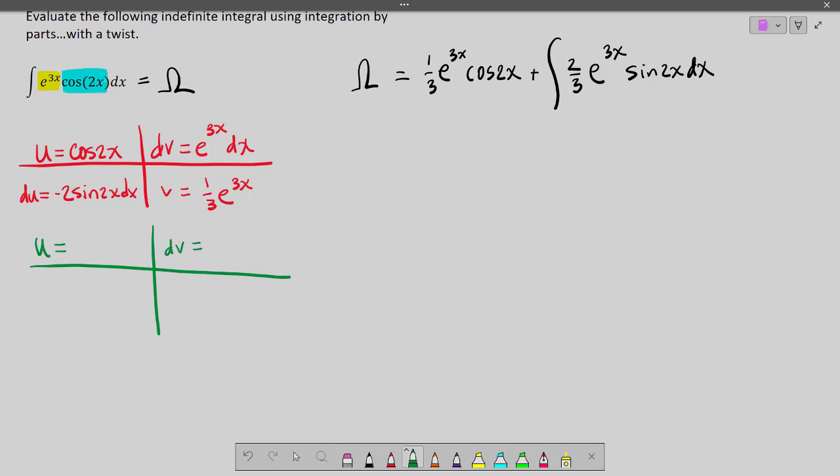So here, this whole integral is going to be replaced with an ultraviolet voodoo. So uv from here looks like 2/9 e to the 3x multiplied by sine of 2x. So there's the uv, the ultraviolet, minus the integral of v du. So v du is that bottom row, so that's going to be 4/9 e to the 3x cosine 2x dx.